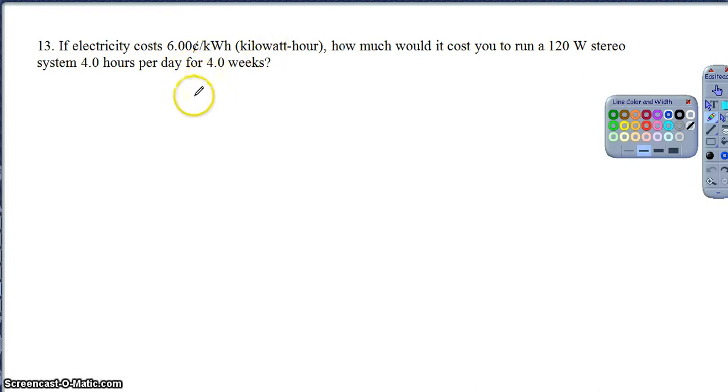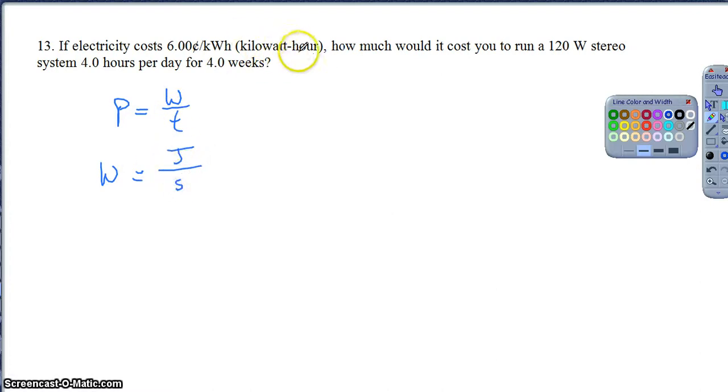The big reason that I threw this question back in is I want you to realize what the unit kilowatt hour actually represents. So before I get into the actual problem, think about power for a second. Power equals work over time, right? The standard unit for power is watts, the standard unit for work is joules, and the standard unit for time is seconds.